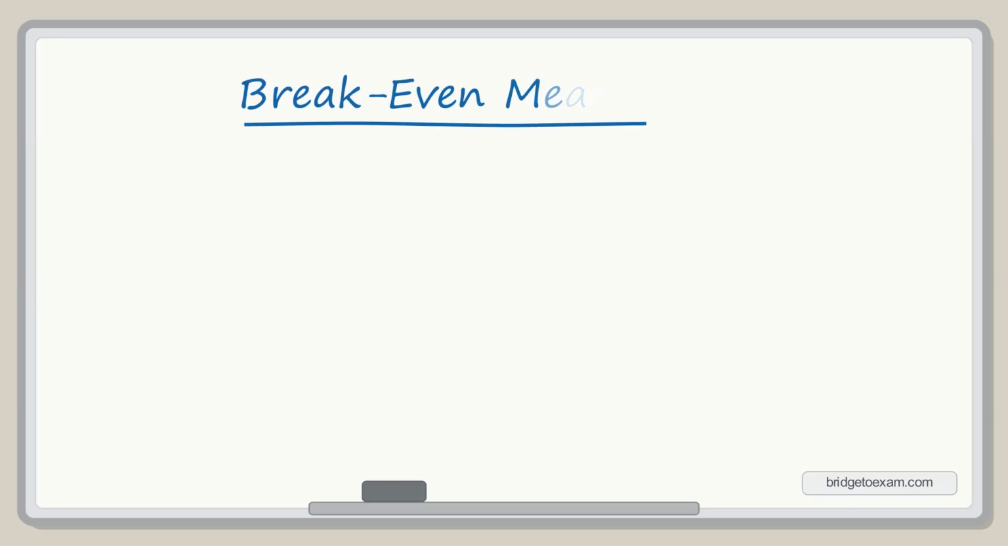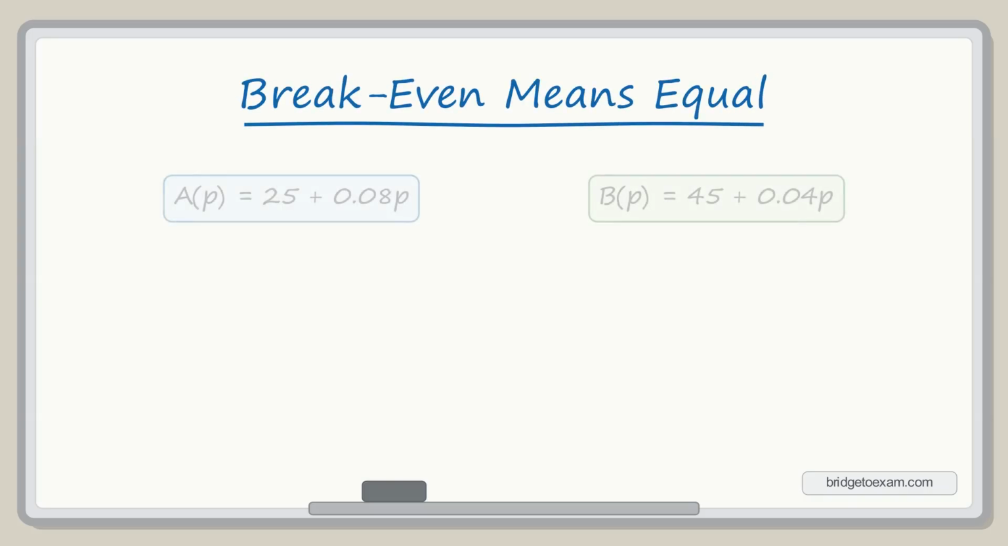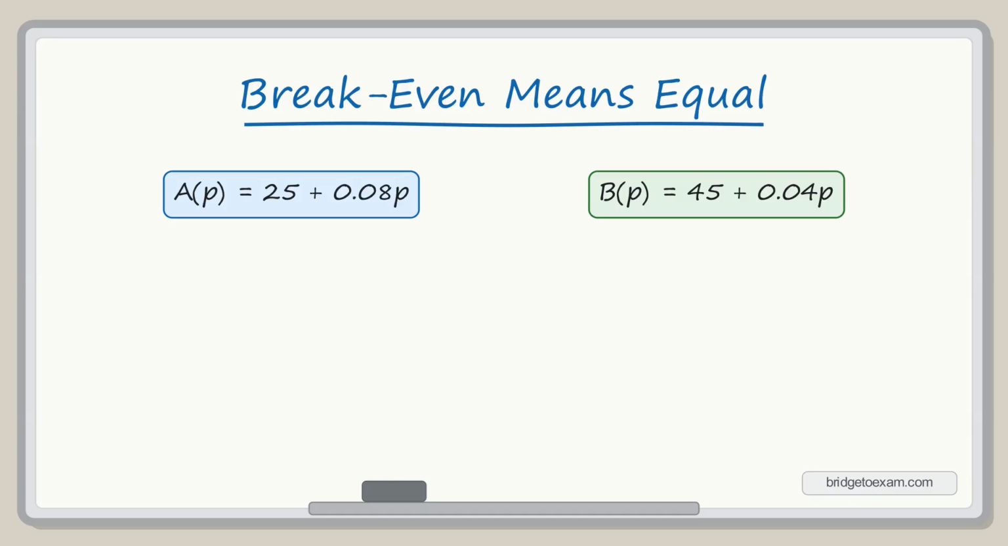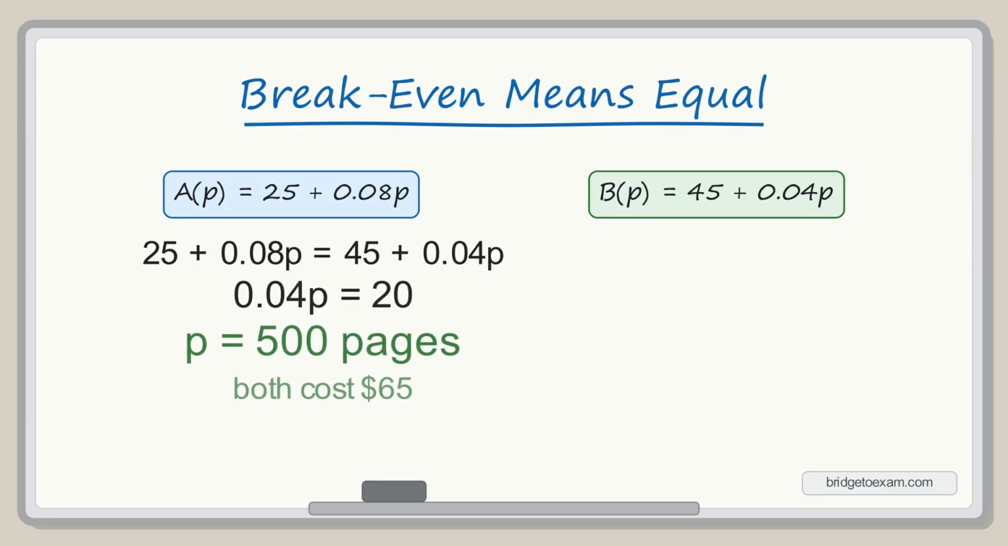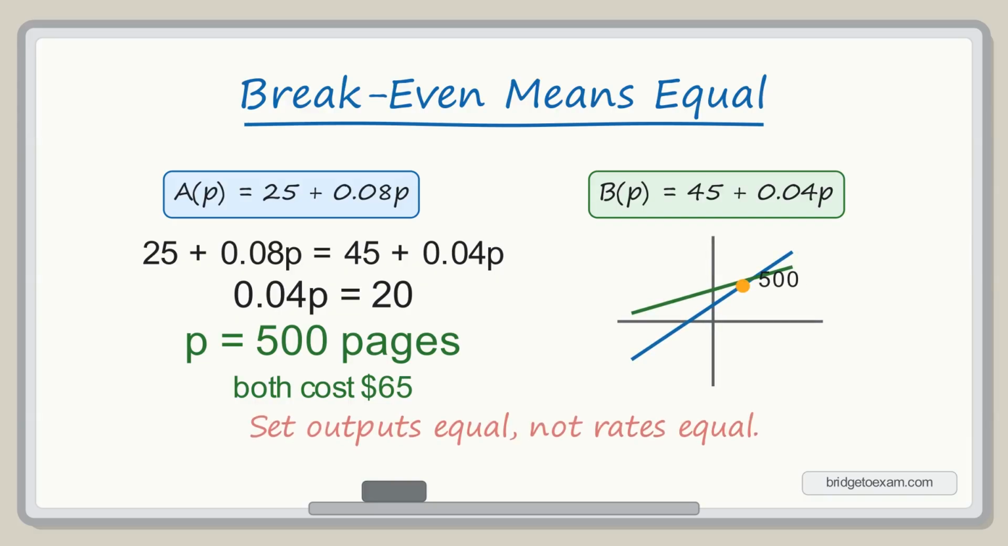A break-even point happens when two outputs are equal. Plan A is 25 plus 8 cents per page. Plan B is 45 plus 4 cents per page. Set the total costs equal, and the plans match at 500 pages.